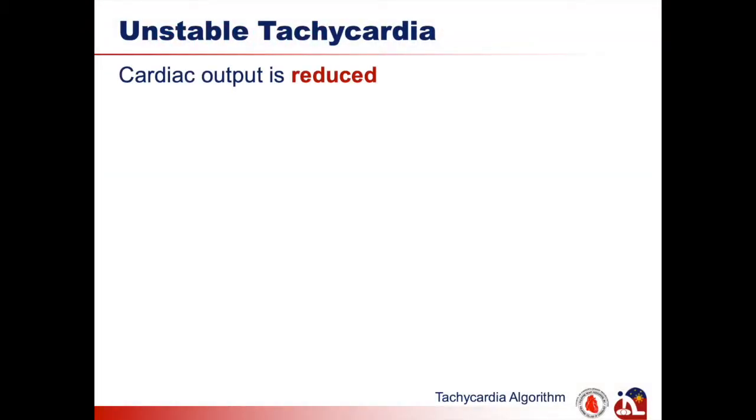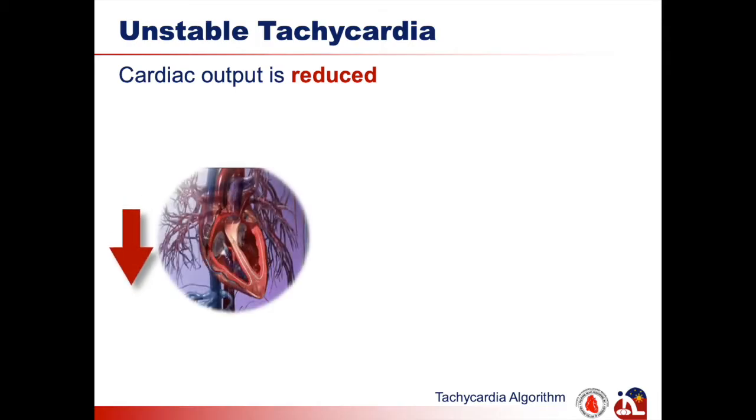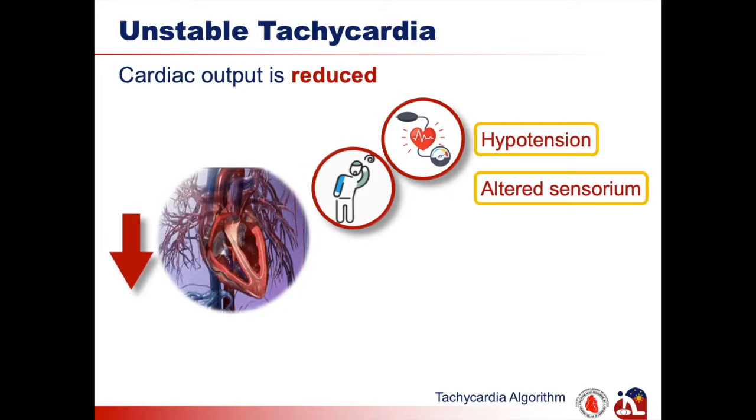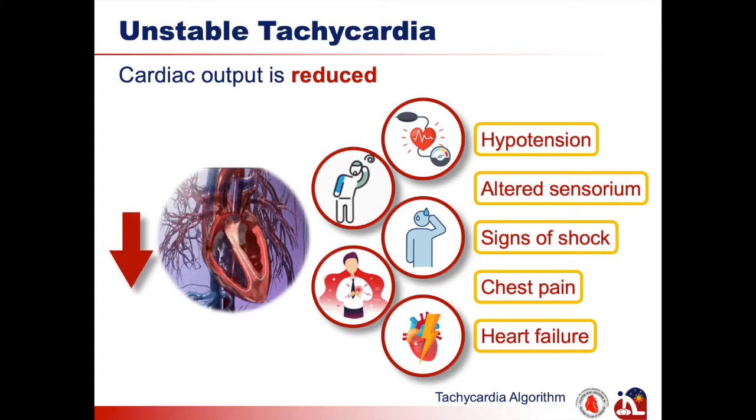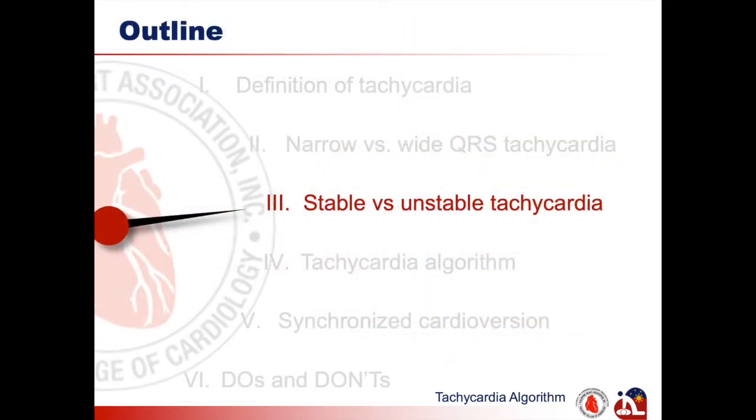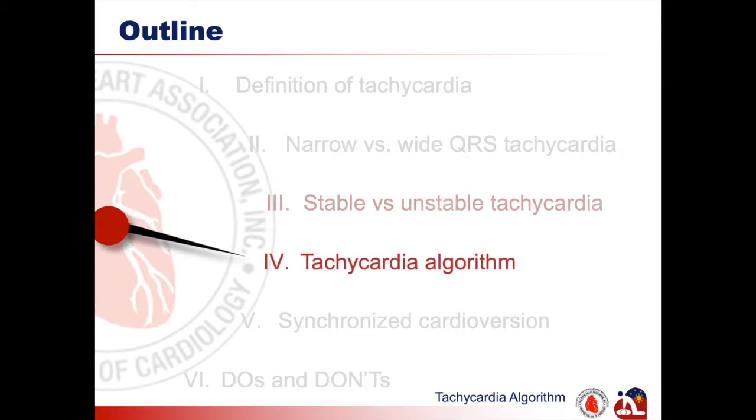An unstable tachycardia exists when cardiac output is reduced to the point of causing serious signs and symptoms, which may present as hypotension, altered sensorium, signs of shock, chest pain, and heart failure. Absence of these signs and symptoms of hemodynamic instability defines the patient as stable. Now let's proceed to the tachycardia algorithm.